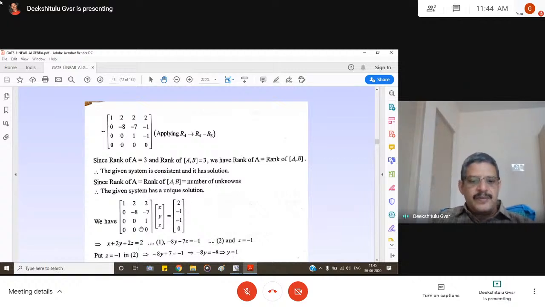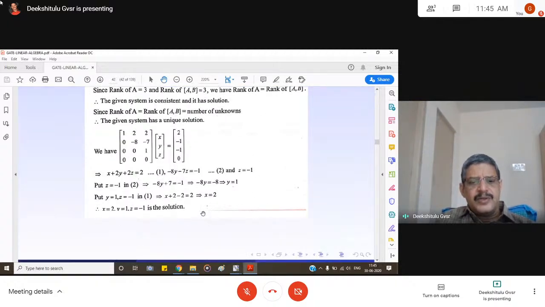Now how to find the solution? The last equation says 0 into x, 0 into y plus 1 into z is equal to minus 1, so z is minus 1. The last but one row is minus 8y minus 7z is equal to minus 1, so y is equal to 1. The first equation now is x plus 2y plus 2z is equal to 2. Put whatever is known to you here, z is equal to minus 1, y is equal to 1, and you will get x also. So this is your solution.